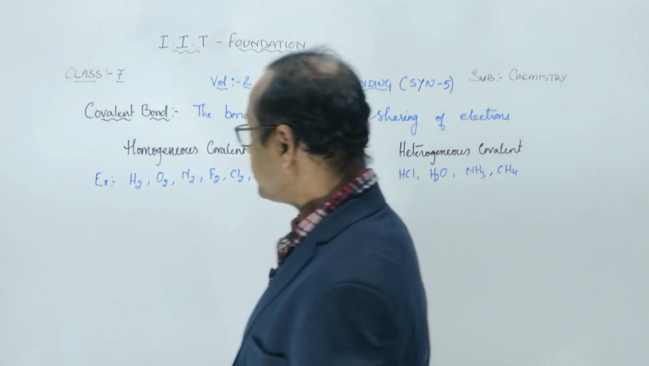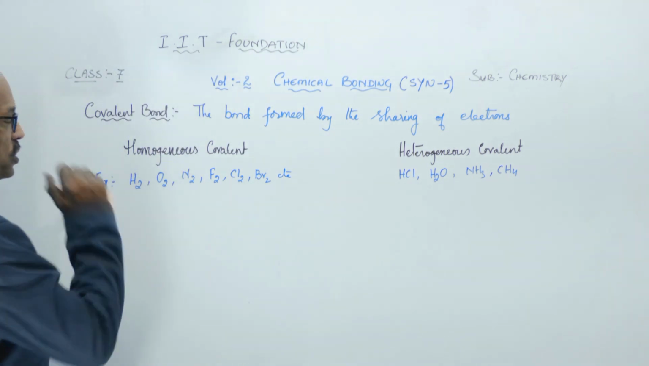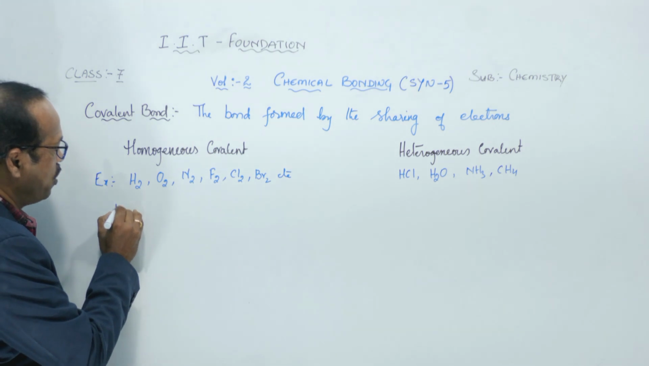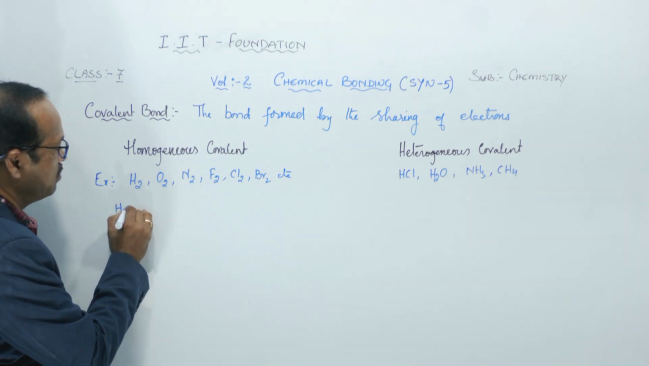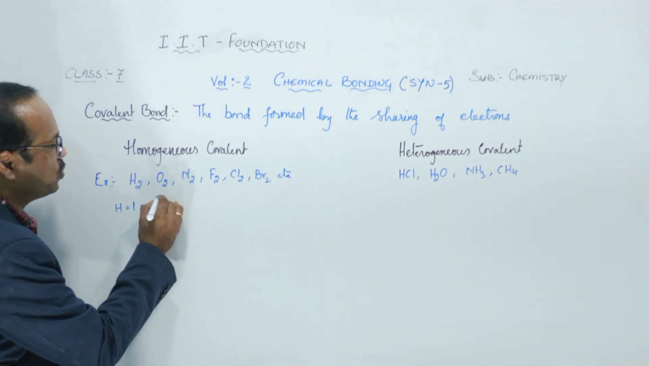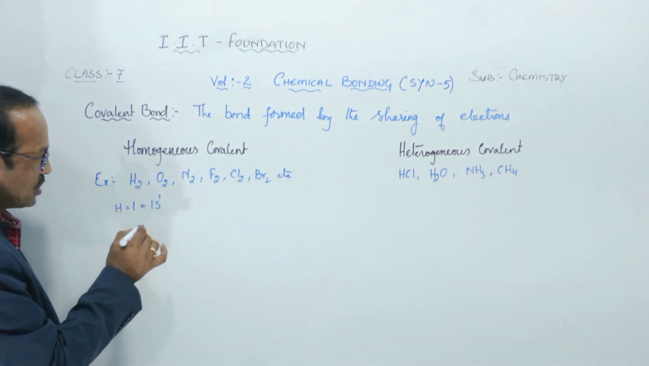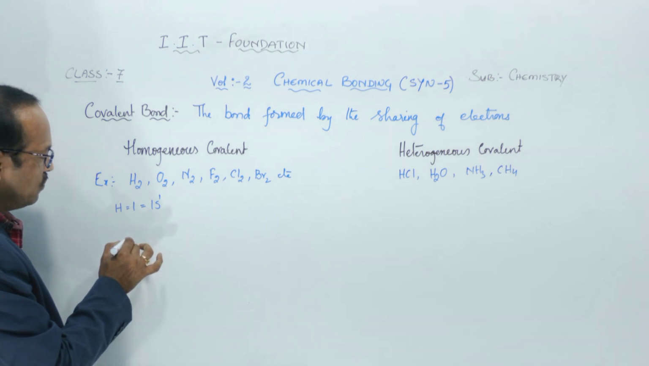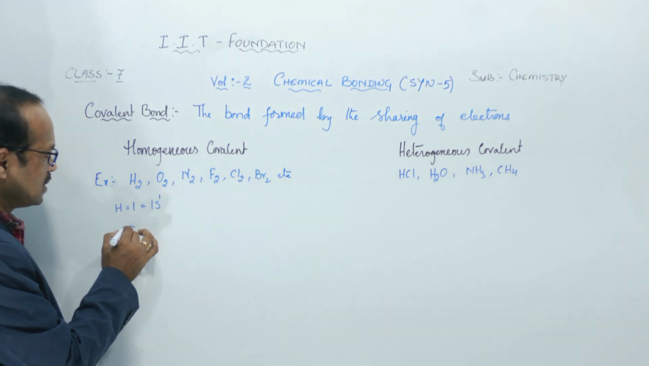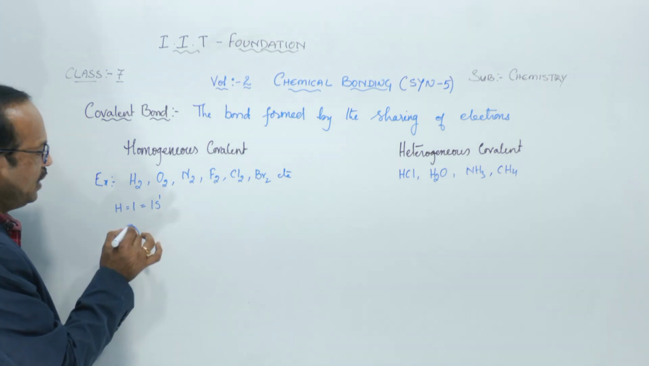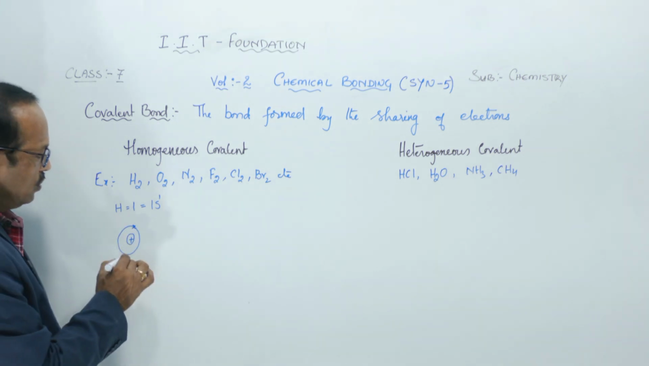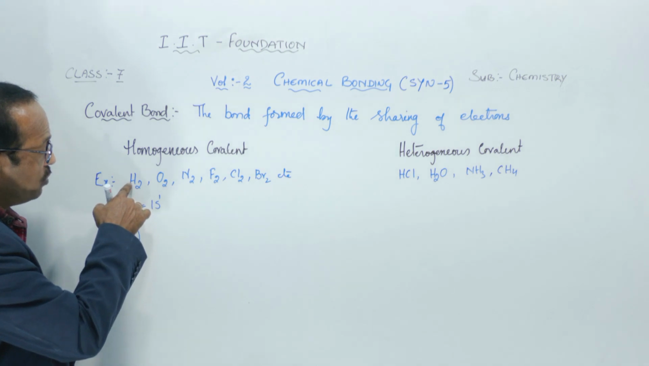Now in this covalent bond, how is the hydrogen molecule formed? See students here, hydrogen atomic number is 1, right? Electronic configuration is 1s1. How do we write the atomic structure of hydrogen? We write it like this: this is a nucleus, this is the first orbit, and here one electron is there. Now this is one hydrogen. How is the hydrogen molecule formed?